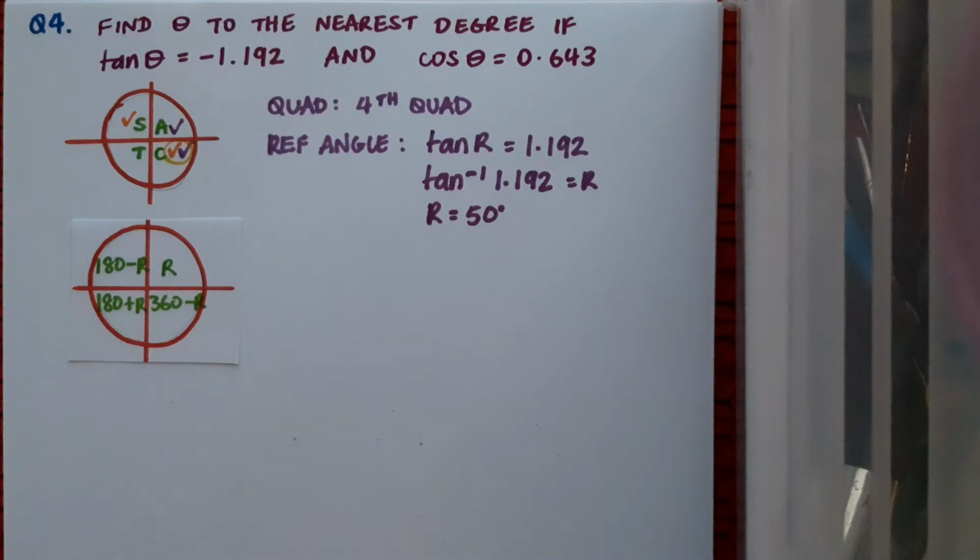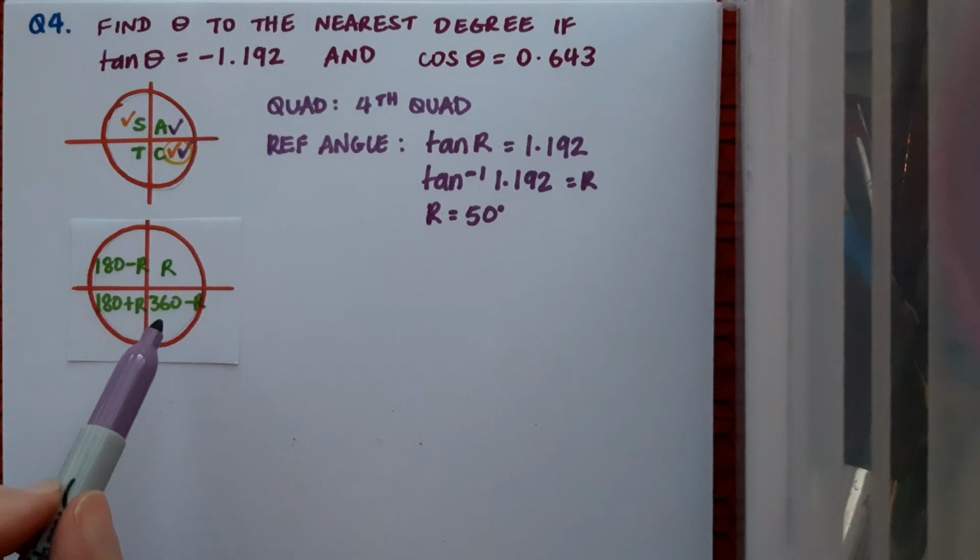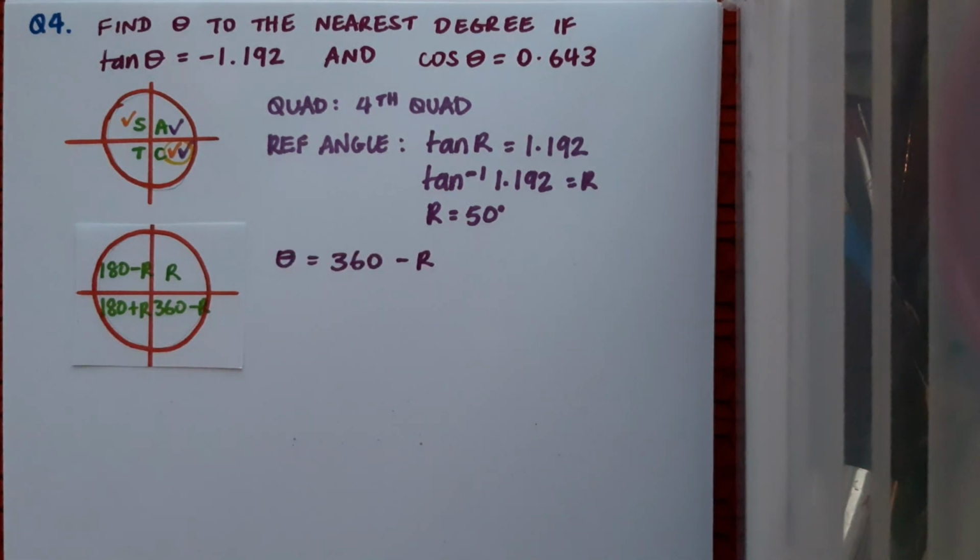And then finally, I'm going to calculate my value for theta. So I know that I'm in the fourth quadrant, so I'm using theta equals 360 minus the reference angle. And I know that my reference angle is 50. So in this case, my answer to the nearest degree is 310 degrees.